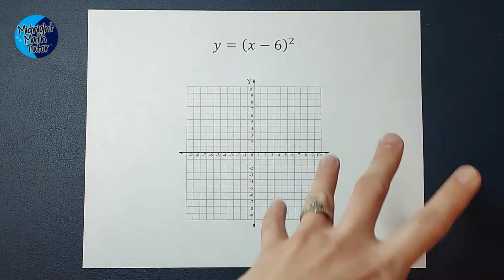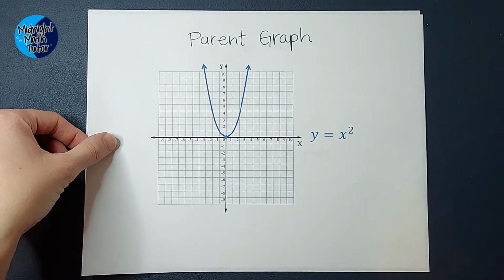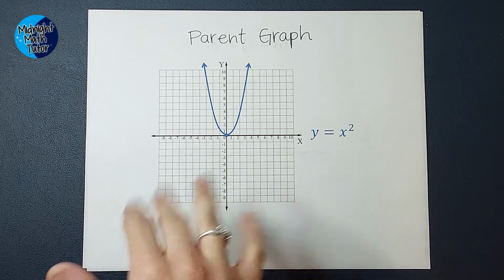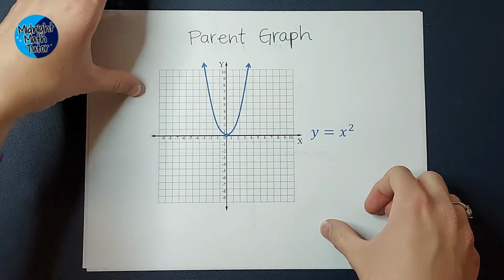When this x squared is my highest power, my highest exponent, I know the graph is going to be a parabola. Okay, if we were just being asked to graph y equals x squared, this is what our graph would look like. We call this our parent graph. But this isn't what we're being asked to graph, right?